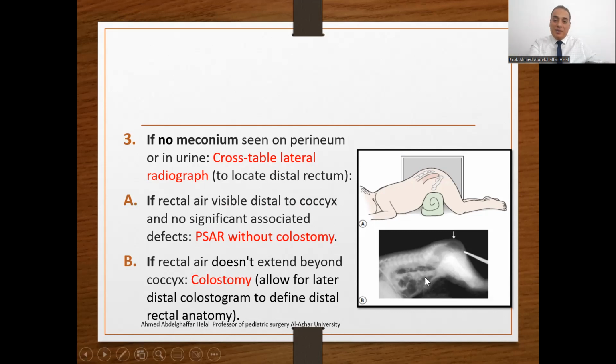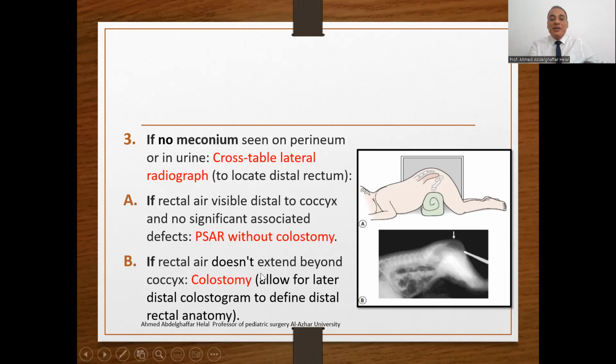Where is the distal rectum? As we see, the patient is placed prone and the pelvis elevated to show the air in the distal rectum. If the rectal air is visible distal to the coccyx and there is no significant associated defect, in such a case we can perform PSARP without colostomy as a single stage. Again, if there are associated defects, or if the condition of the baby is very poor, you may change this plan.